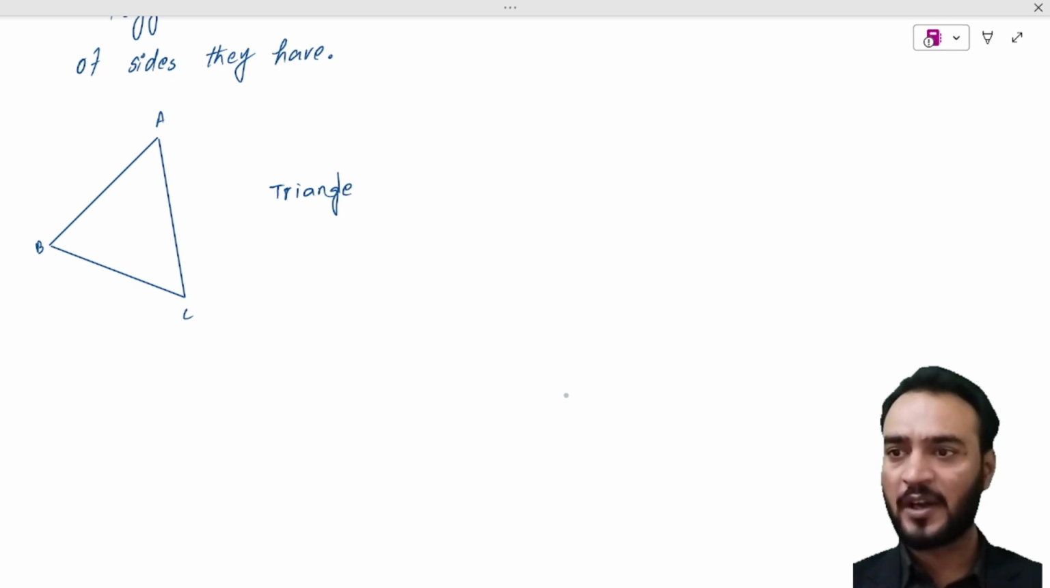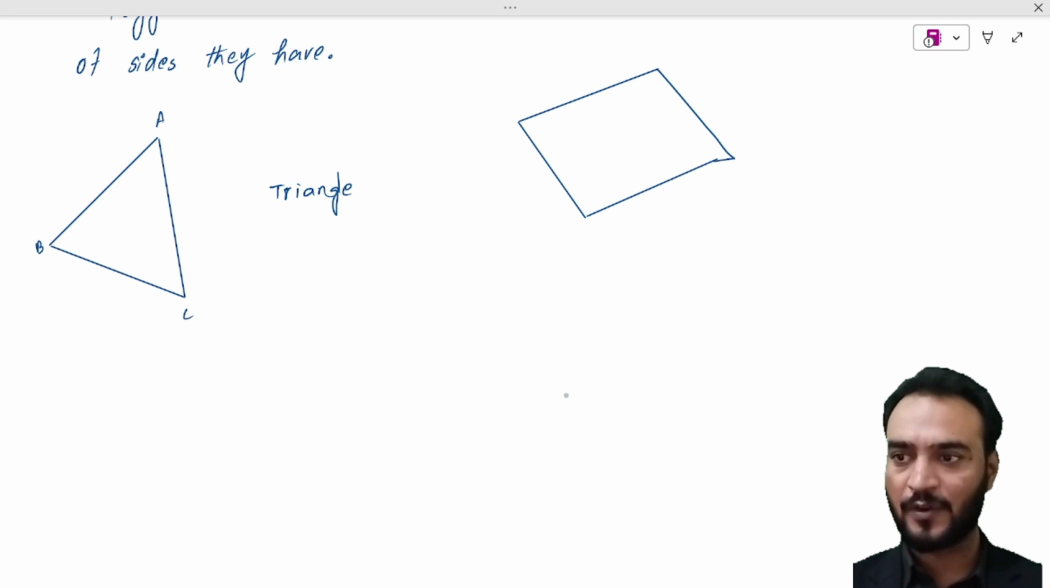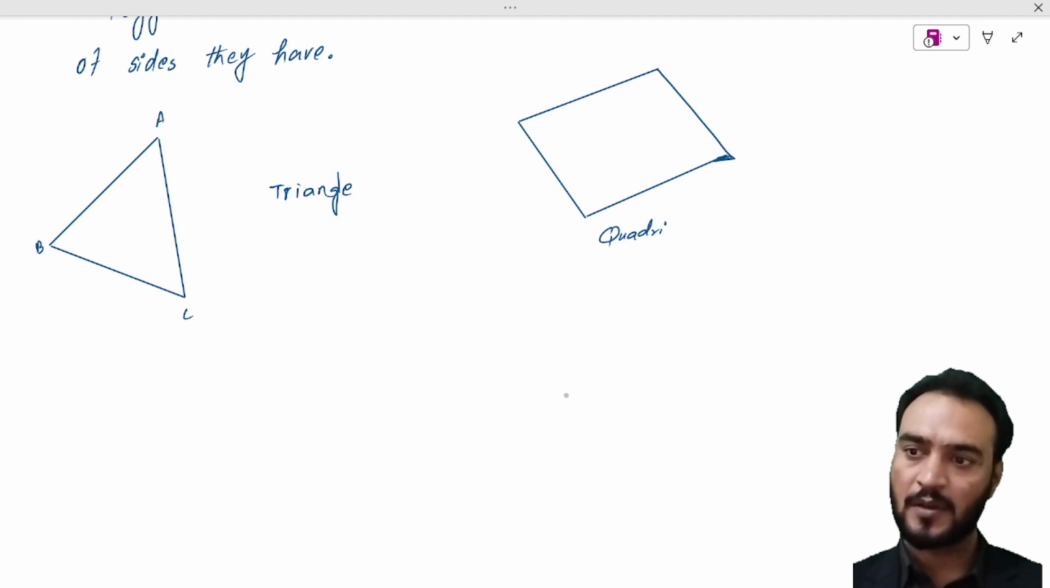Triangle. Polygon having four sides. For example, this is a polygon which has four sides. It is called quadrilateral. Quad means four, lateral means sided, a four-sided figure. Quadrilateral.